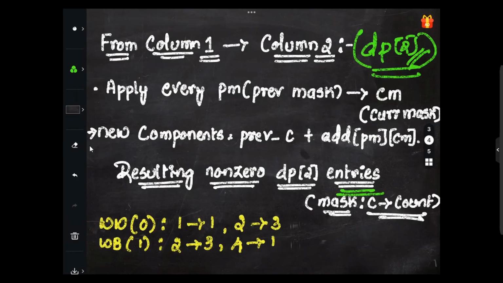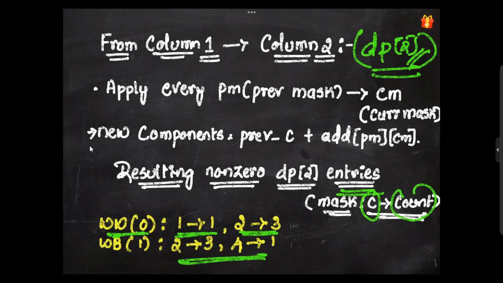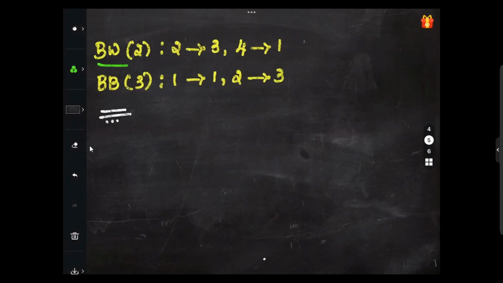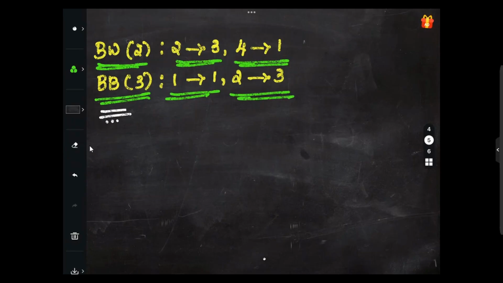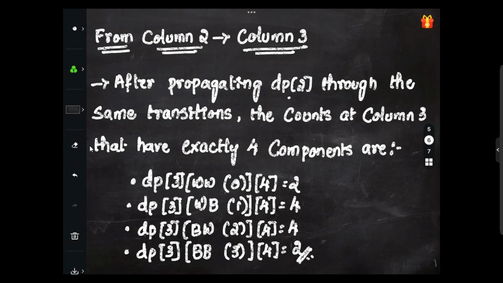So when we mask this one, we are masking C to count, right? So this one W of 0 0, previously you can just look into it. So we have 1 to 1 and 2 to 3. See here, we are going with the C to count, right? So 1 to 1, 2 to 3. WB of 1 will be 2 to 3 and 4 to 1, right? Same goes with the other two as well, BB and the other one is left. This one will be 4 to 1. Just for the reference, just look into it. BW of 2 is 2 to 3 and 4 to 1. BB of 3, C to count, so this one 1 to 1, this one 2 to 3. So this part is fine. You can just pause the video and have a look into it again, right? Now we are done with column 1 to 2.